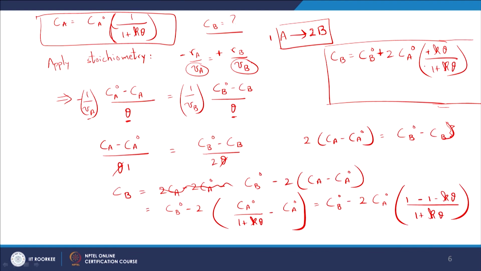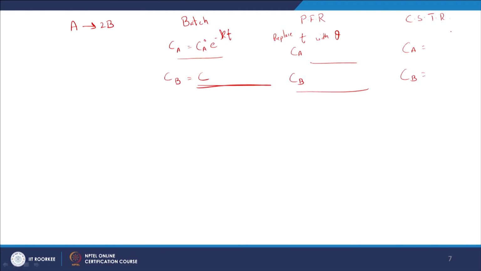Let us see what I have here. Ca is equal to Ca naught by 1 plus k theta, and again we end up with the relevant equation here. So how did we end up with Cb though? Ca is from the mass balance, right? Cb, how did we get that? That is from your stoichiometry. Rate of A by stoichiometric coefficient of A equals rate of B by stoichiometric coefficient of B, and because A is being lost, we are having that as a negative.